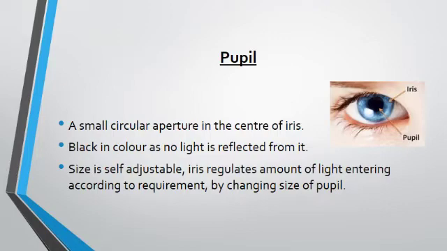It is the self adjustment of the size of the pupil that not only protects the interior of the eye from excessive brightness but also improves its image forming ability. So the pupil and iris together help to regulate the amount of light entering into the eyes according to the requirement.